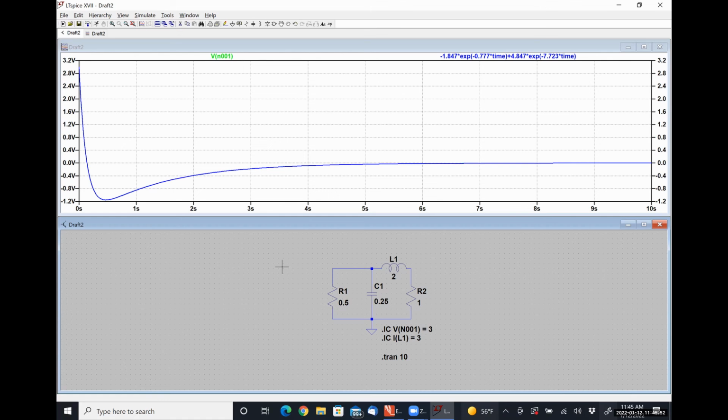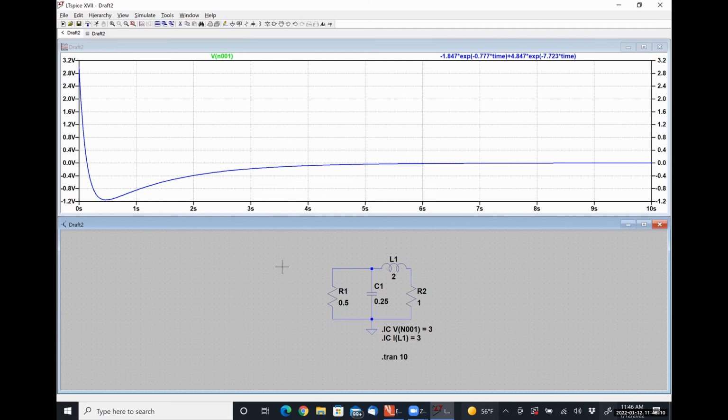Questions about simulation? Sonny. So you always just treat the circuit as a transient state? In the transient state, because we are trying to determine how it behaves during the transient.